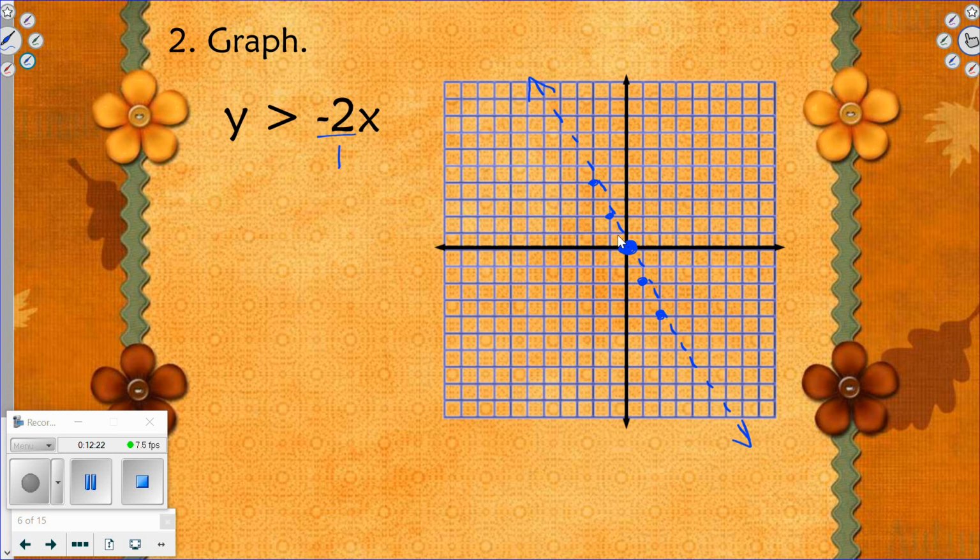And then where did we shade? Above. That is a greater than, so we shade above. So that whole area over there should be shaded. Toby, give me 1 point that would be an answer. 2, 2 works. Right? If you look at the point 2, 2, yep, that's somewhere above that line. It's in the shaded area. That works.